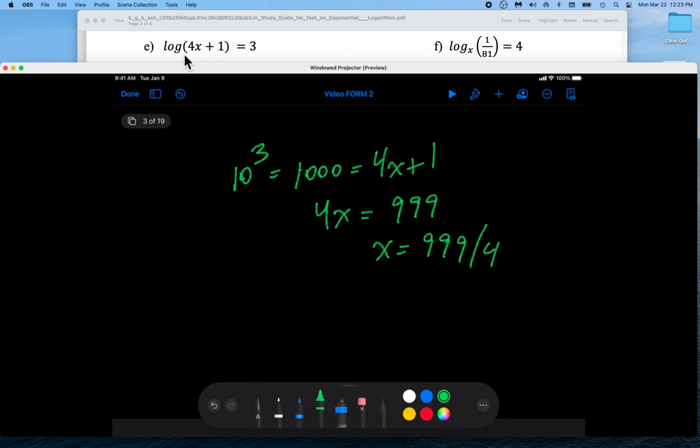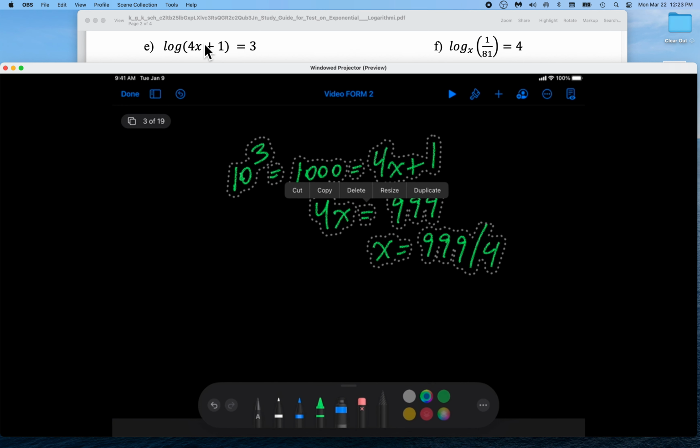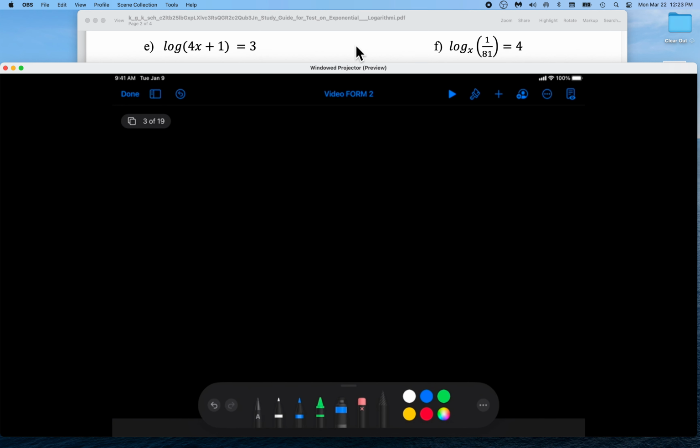So again, just recognizing that there is a hidden 10 here, whirlybird equal to the argument. Pretty straightforward. Next.